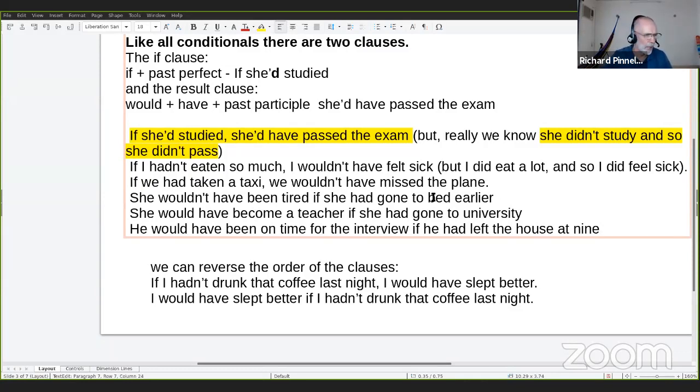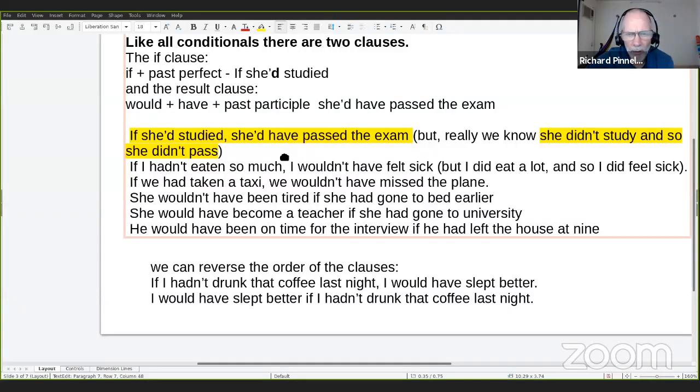I don't really want to use Spanish in the class, but I think in Spanish, "es como si hubiera estudiado, hubiera pasado," or no? Sí, that's correct. The thing is that in Spanish you have a special verb form to talk about these situations, but in English we don't. So instead, we use the past perfect: had plus have plus past participle.